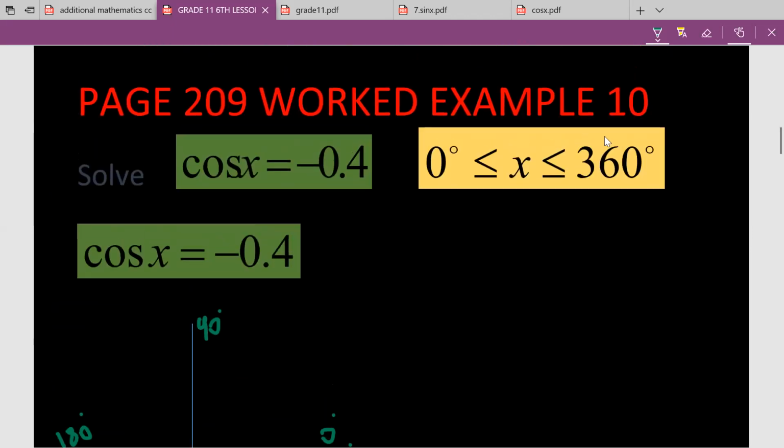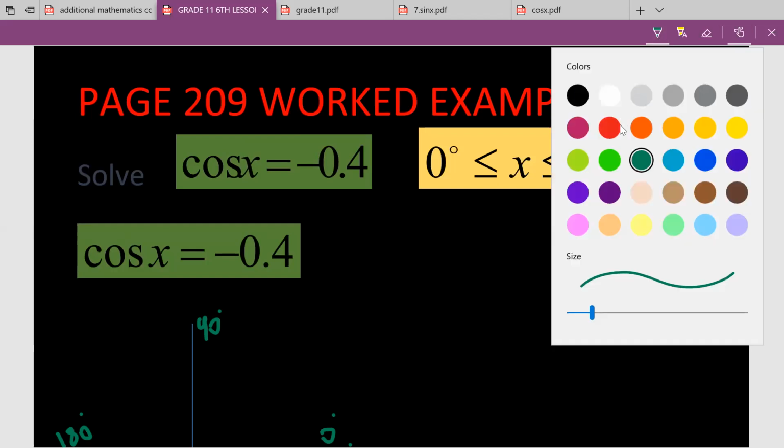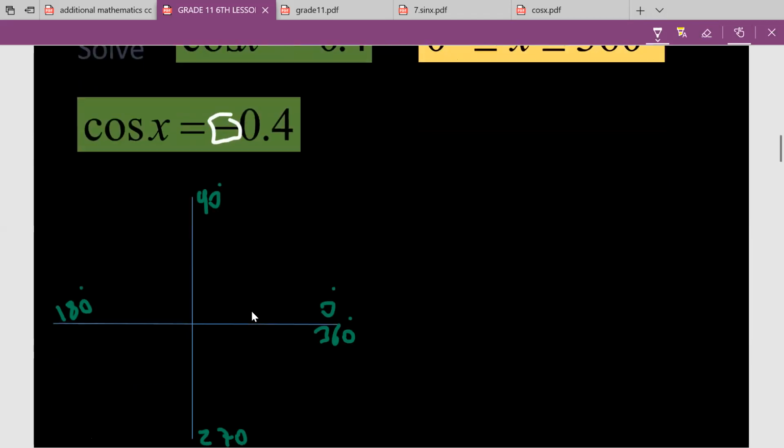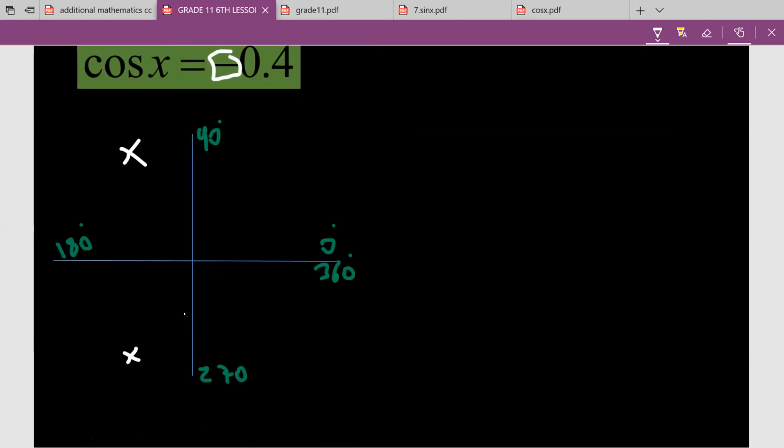Okay, look at the question. Our cosine x value is negative. You see here it's negative, negative 0.4. So what will I do? Ask this question: in which quadrants do we have cosine values negative? All Students Trust Cambridge. So in the first and fourth quadrants, we have cosine values positive. So in the second quadrant and third quadrant, we will find our angles.